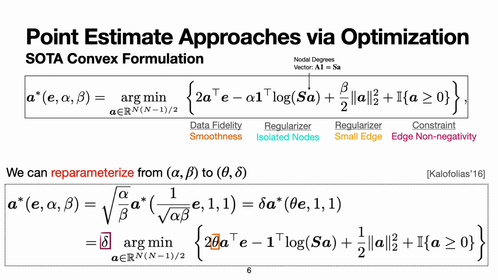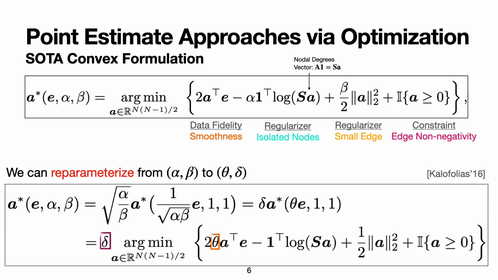So a state-of-the-art convex formulation for model-based graph structure learning is above. It takes the same form: a data term and regularization terms. The first term is our data fidelity term, 2 A transpose E. If you recall, this is the total variation of the data on this graph, where A is the adjacency.